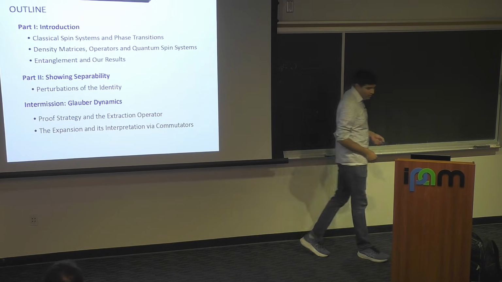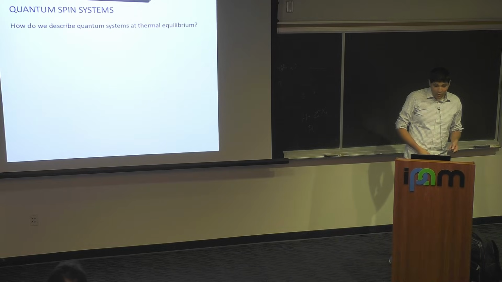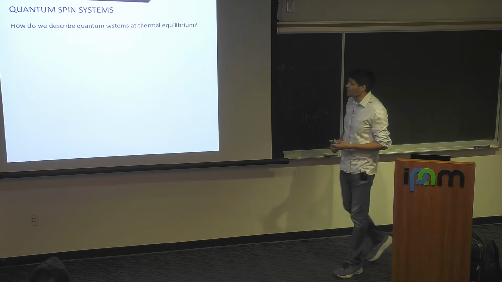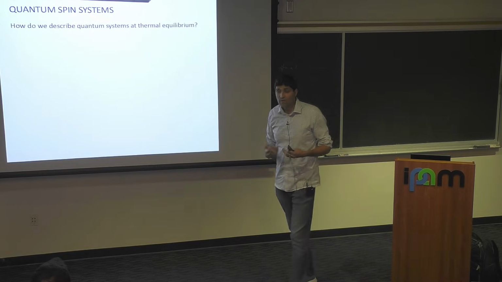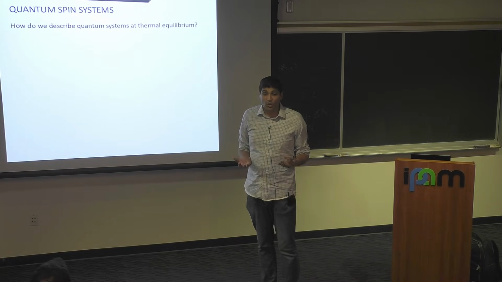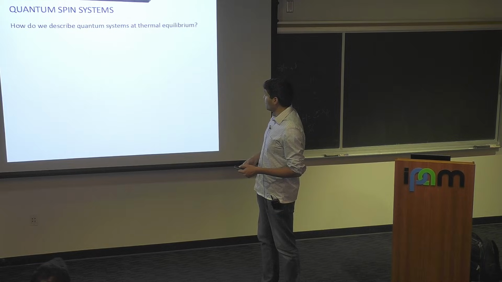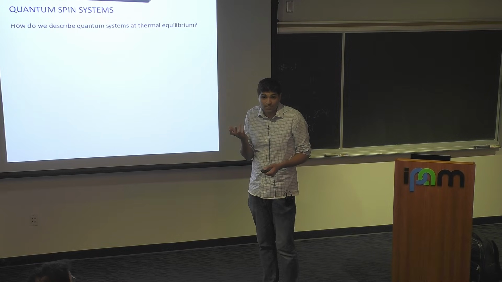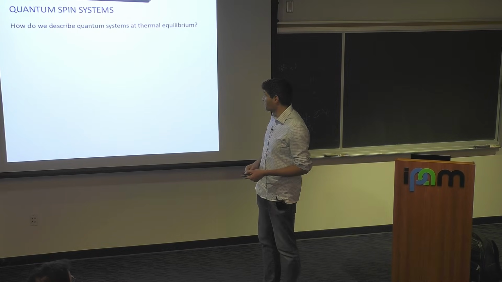So now we should start talking about quantum spin systems. The same way classical spin systems were a way for us to describe what a system looks like at thermal equilibrium, now I want to understand what a quantum system looks like at thermal equilibrium.